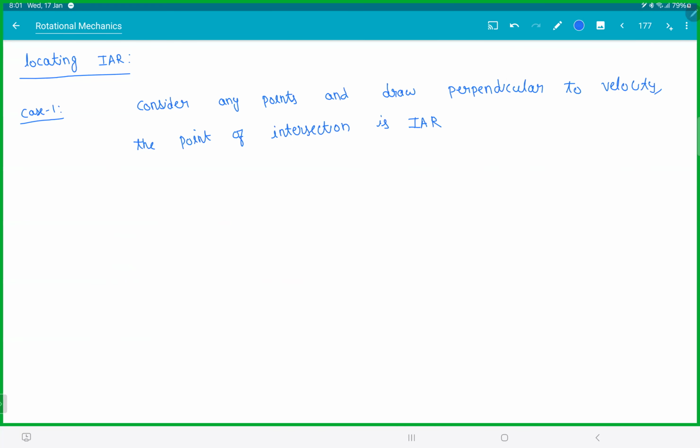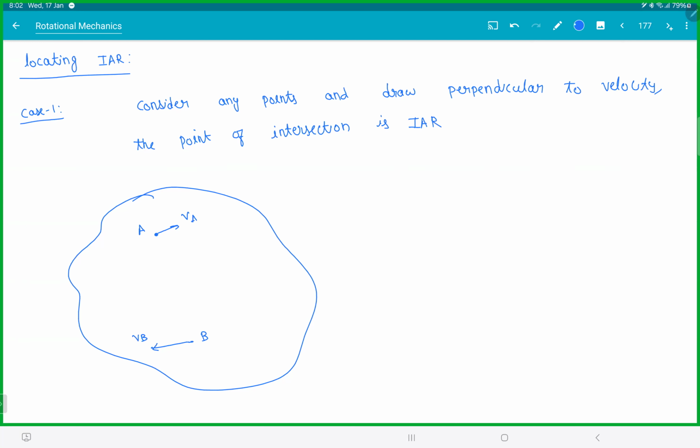So you have any random body there. If this is point A, let's say it is going with VA. This is point B, which is going like this with VB. Drop a line perpendicular to this and drop a line perpendicular to this, and the point of intersection will be the IAR.